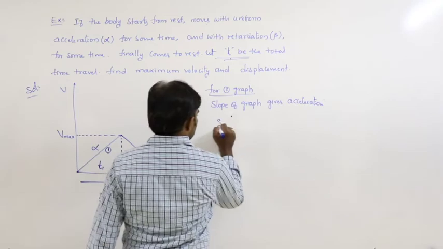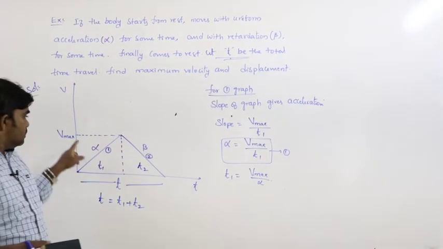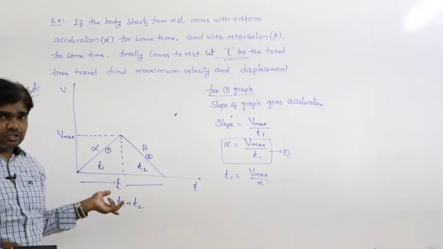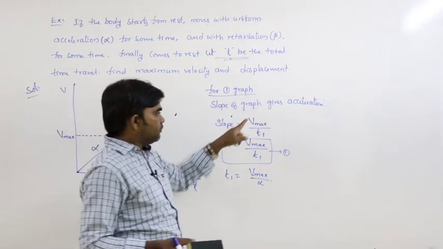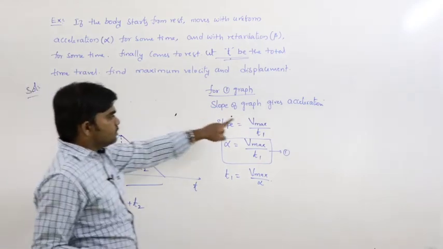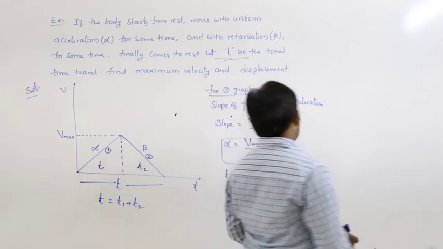For a velocity time graph, slope gives acceleration. Slope can be written as y component by x component. So that is V maximum by T1. So from this, T1 equals V maximum by alpha.